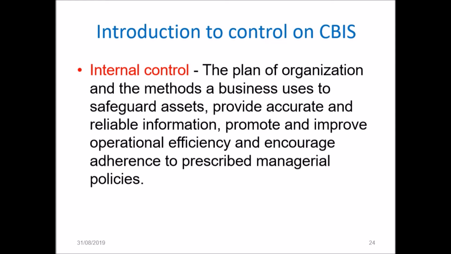It means that it's a well-planned method to protect whatever assets the organization possesses. For example, if you want to protect a building, what do you do? You have a fence, security guard, lock and so on. Same for CBIS, or computer-based information system. If you want to protect the system, the integrity of the system, you have what? Firewall. You have, of course, the virus protection software. You have controls like password and so on.